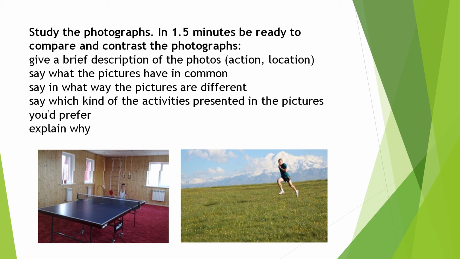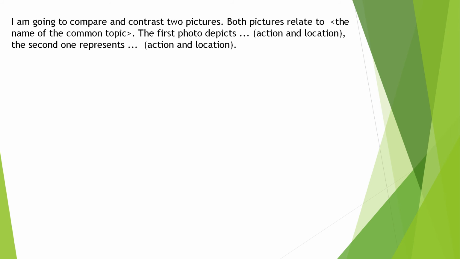Let's go ahead. Now, I'm going to compare and contrast these two pictures. Both pictures relate to doing sports. The first photo depicts a little girl who is in the gym at the moment. The girl seems to be going to play table tennis because she is carrying a red tennis racket in her hand. In the middle of the gym, there is a big blue table with a tennis net on it. The second picture represents a young man running in the field. It might be summer because he is wearing a green t-shirt, black shorts, and white sport shoes.